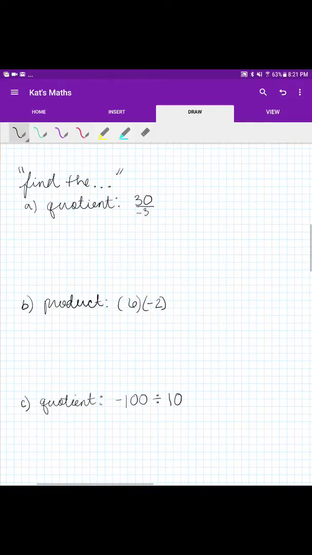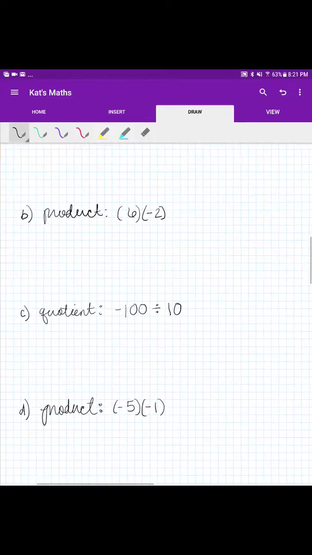Moving on to finding different things. So we've got find the quotient, and that's 30 divided by -3. So you could first think of it without the negative if that confuses you. 30 divided by 3 is 10. And then you have a positive divided by a negative, which makes a negative.